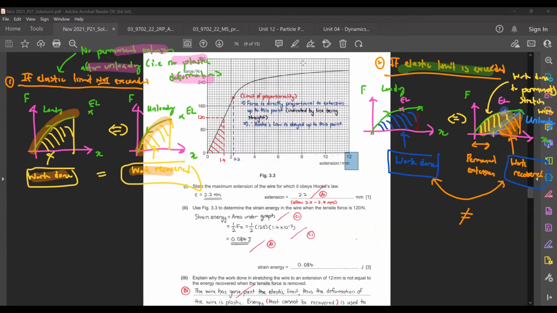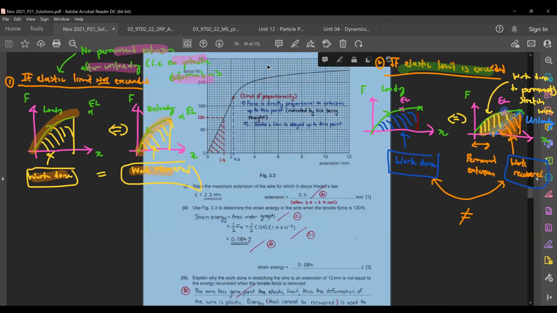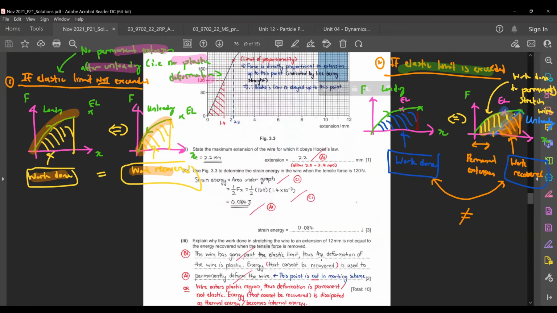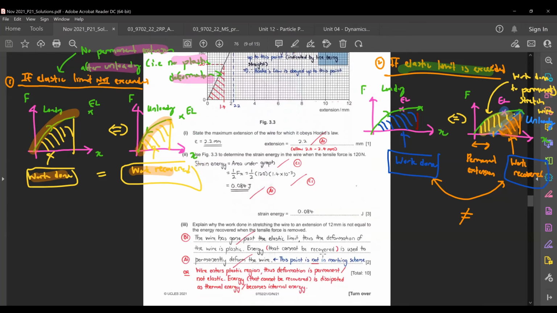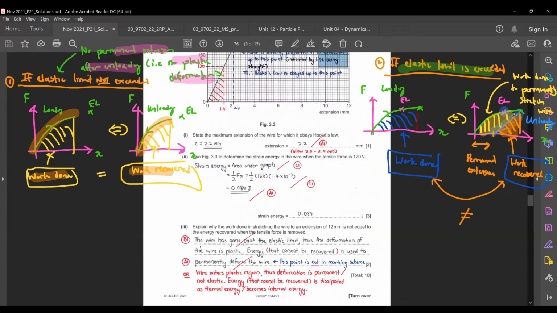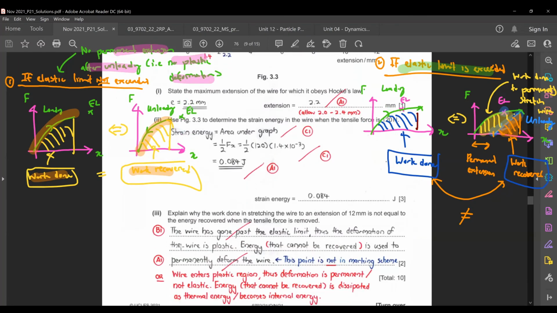Okay, now in my case here, because you have stretched the wire quite a fair bit here, it's sensible to assume that you have already gone past the elastic limit. Okay, so your answer will be something like this now, where you say that the wire has gone past the elastic limit, thus the deformation of the wire is now plastic. Okay, energy that cannot be recovered was used to permanently deform the wire. Basically you can just say that some of the energy that was used to stretch the wire has now been used to permanently deform the wire instead.